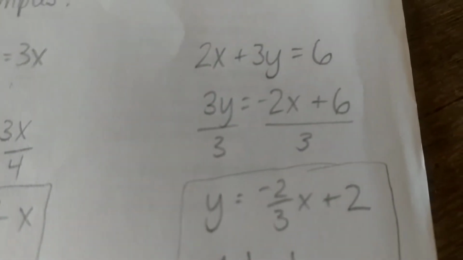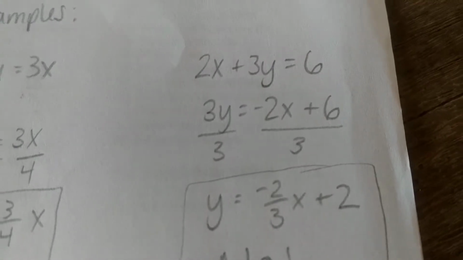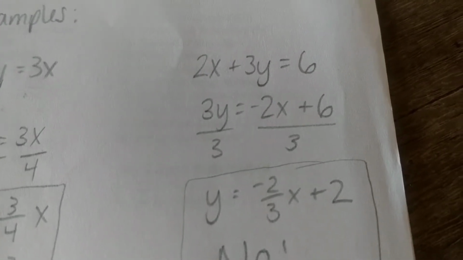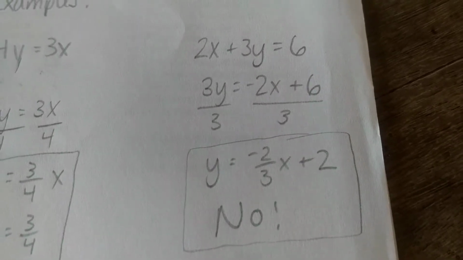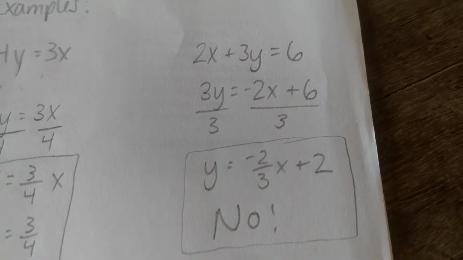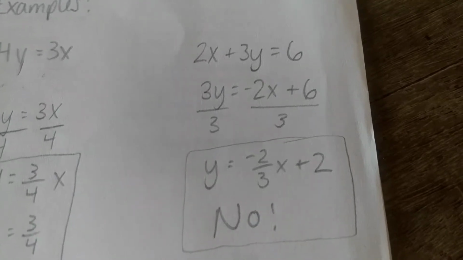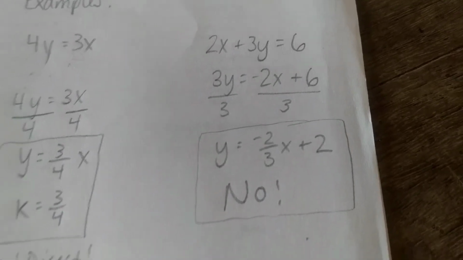If you have an equation, something similar like this, where it might be in standard form, again, you're solving for y to get into that y equals kx form, but this time you end up with y equals negative 2/3 x plus 2. Notice that there is a y-intercept, therefore this is not direct variation.